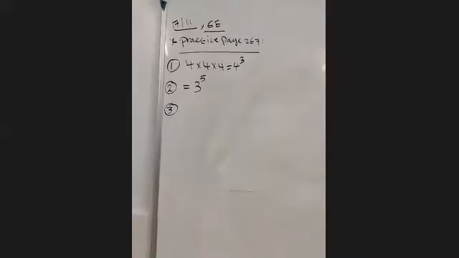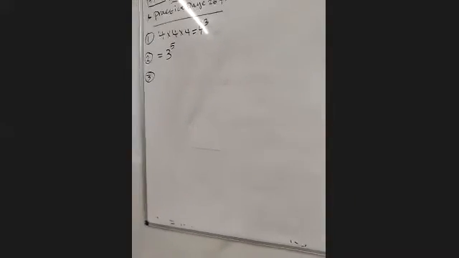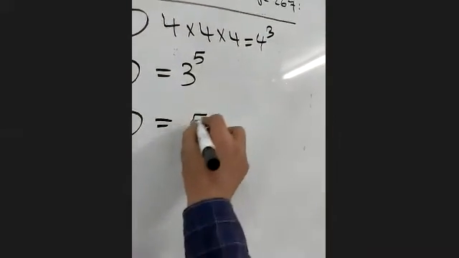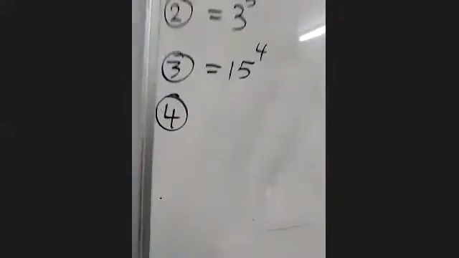Question 3. Hamza. Yes, Mister. Number 3. Talk, don't waste time. Question 3. 15 multiplied by 15 multiplied by 15 multiplied by 15 equal 15 to the power 4. Excellent. 15 to the power 4. Question 4. Put equal, guys. Put equal. Don't forget it.